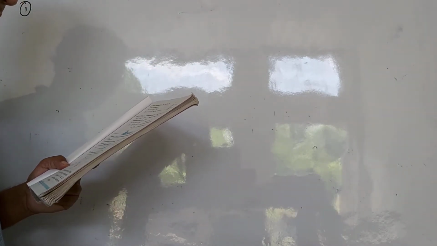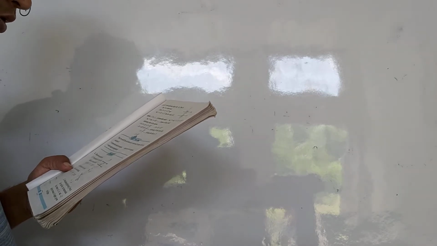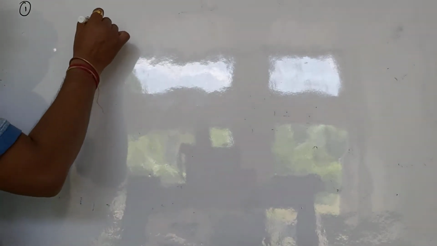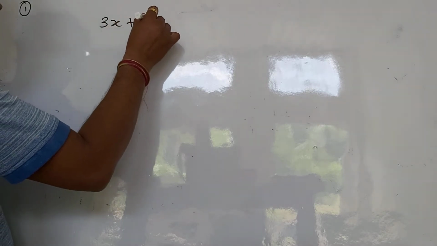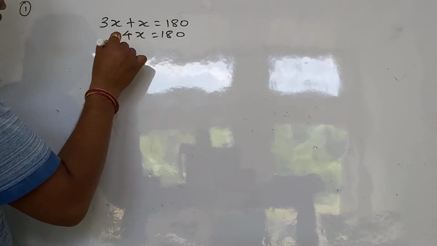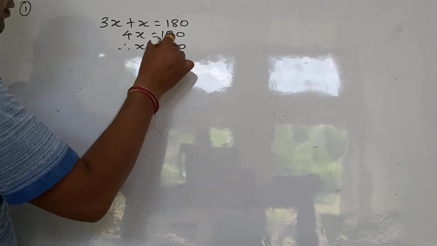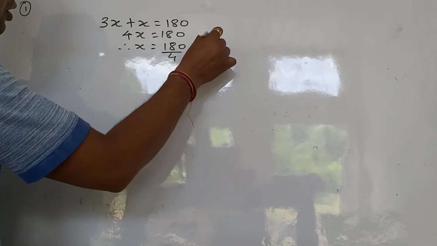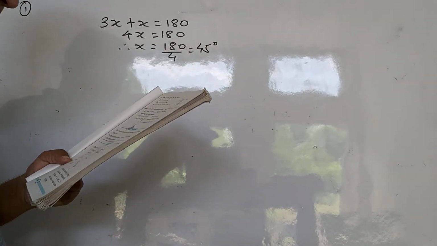First question: a figure is given to you. Line EM is parallel to line EN, P is the transversal, and two interior angles are given, one is 3x and the other is x. You have to find the value of x. You know very well the property of interior angles. Interior angles are supplementary, so 3x plus x is equal to 180, 4x is equal to 180. Therefore, x is equal to 180 by 4, you will get 45. So here you have to pick option number C.